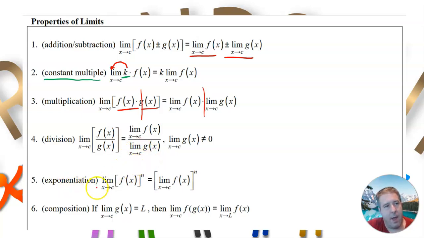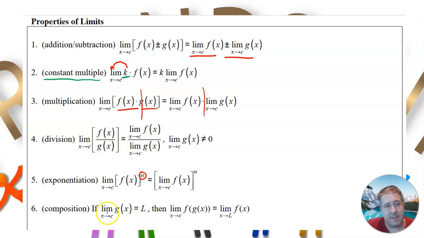All right, so exponentiation, which basically says that if a function is raised to a power, then that's like saying the entire thing is raised to that power. So you can put these brackets on the outside and say, well, hey, if the function is raised to this power, then really the entire limit is also raised to that power as well.